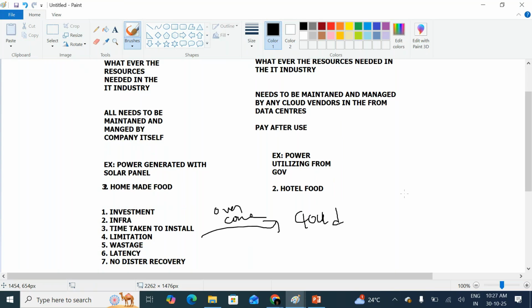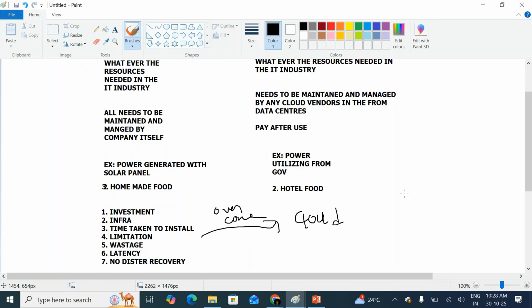If the power is not there, the government will produce it from coal, wind, or water. It's none of our business. Even if sometimes a transformer fails, it will connect to another transformer or another line. Instead of three phase, they will give you one phase. You got my point? So no investment, no infrastructure to maintain, no hardware, and no time taken to install. It's all taken care of by the government itself.